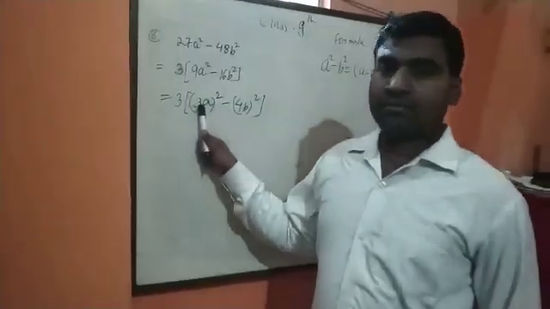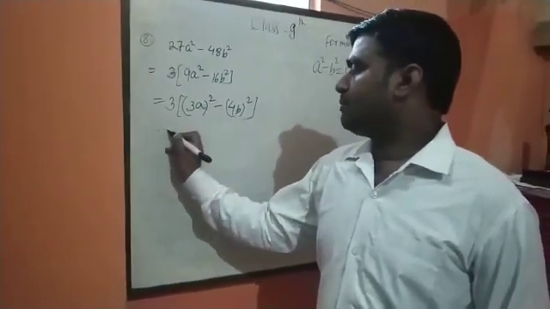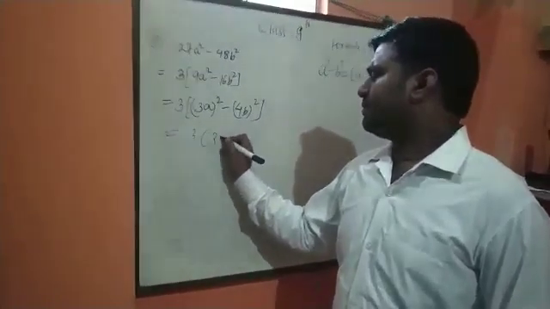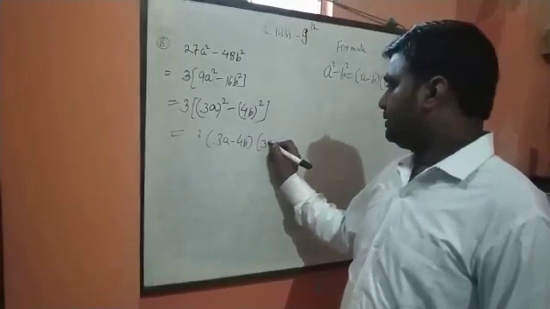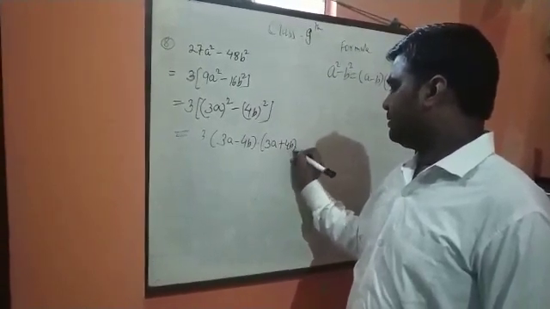So it is the form of a square minus b square. Now use the formula. In one bracket a minus b, that is 3a minus 4b, into 3a plus 4b. This is your required factorization.